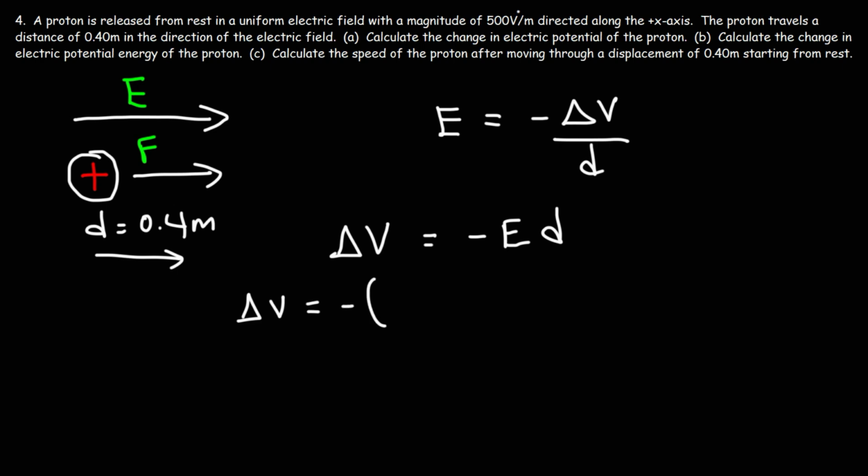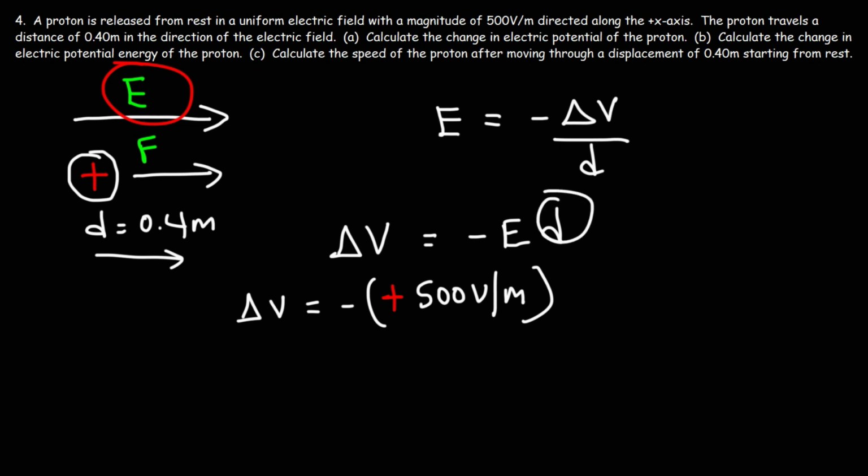The electric field is 500 volts per meter. So that's the magnitude. Is it positive 500 volts per meter or negative 500 volts per meter? What would you say? In order to determine if it's positive or negative, we need to look at the direction of the electric field. It's directed along the positive x-axis. So that means that E is going to be positive 500 volts per meter.